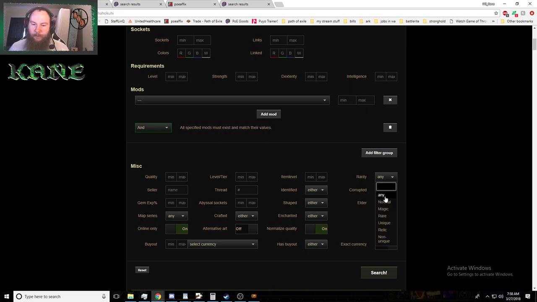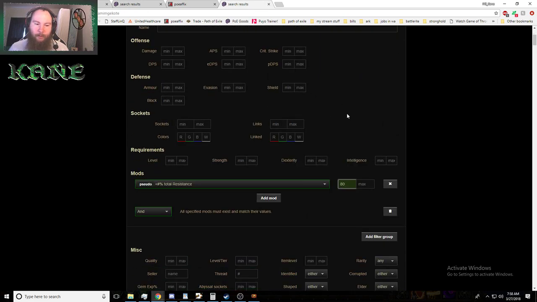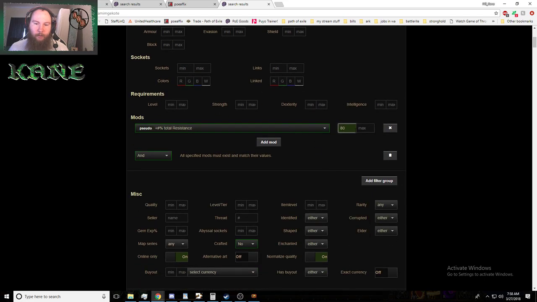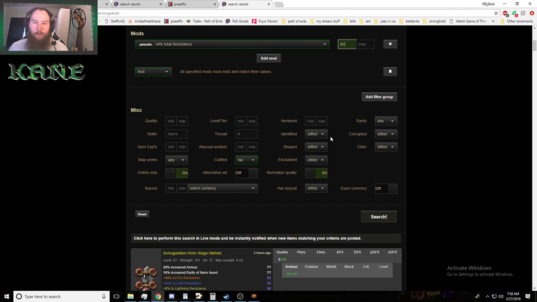The rarity is going to be, if you want it to be anything: normal, blue, yellow, unique, relic, non-unique, and then relic and non-unique. And this is really nice if you're looking up something. I think I have an example here, helmets, for example, and I want a total of 80 resist. I like to use this, for example, because I can craft life on it. So what I did is I switched the crafting from either to no. That way I know I can craft more onto this if I want to.